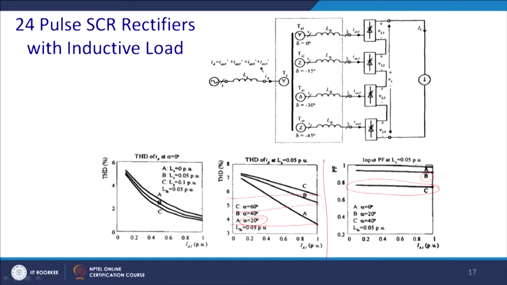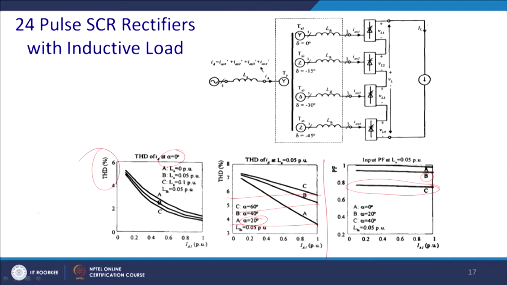The case of THD for alpha equal to 0 is not what we generally prefer. Otherwise, you can see these variations, the same variation which you will find in the case of the series load. Almost very close to that variation you will get with this kind of series inductive load.